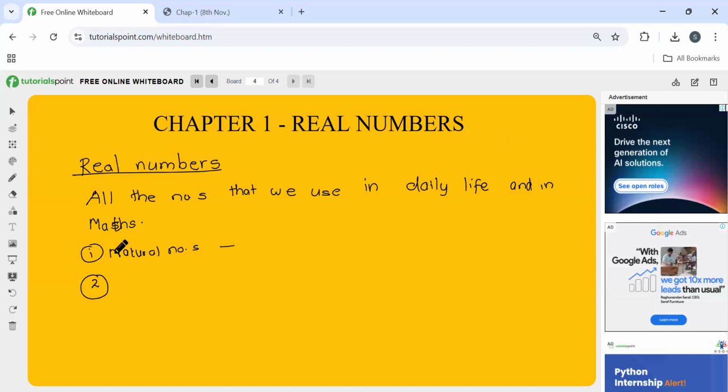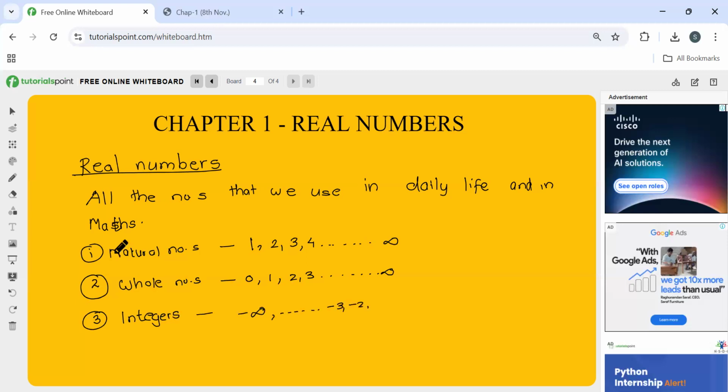Real numbers include natural numbers. You know that natural numbers start from 1, 2, 3, 4, etc. until infinity. It also includes the set of whole numbers, which start from 0, 1, 2, 3, and go until infinity. It also includes the set of integers, which starts from minus infinity, minus 3, minus 2, minus 1, 0, 1, 2, 3, etc. until plus infinity.